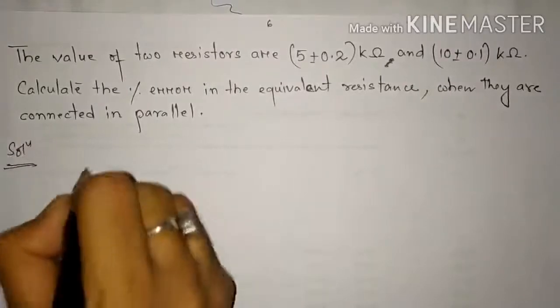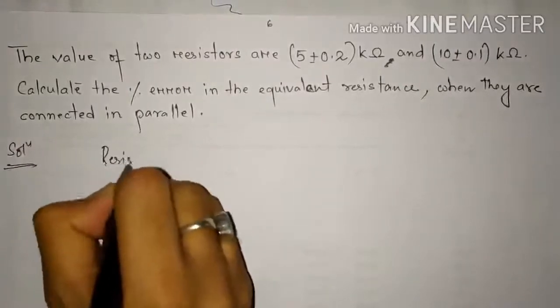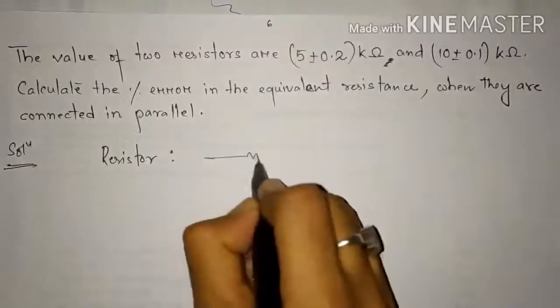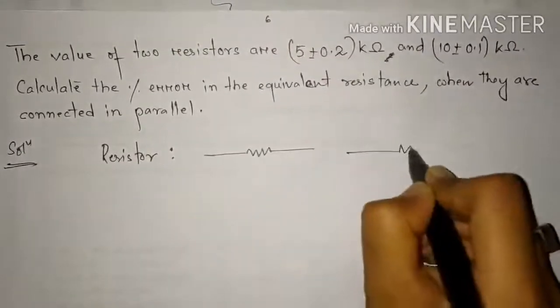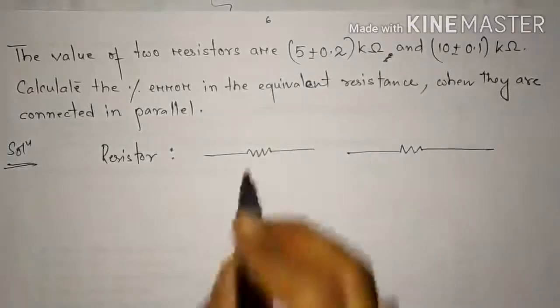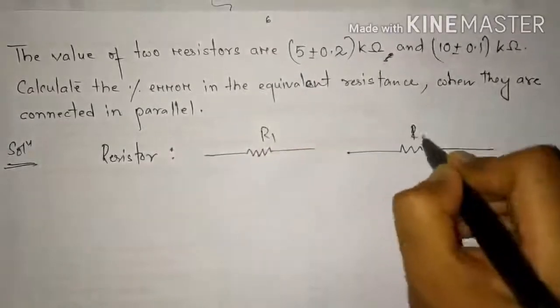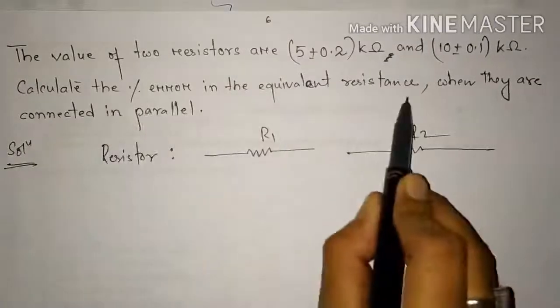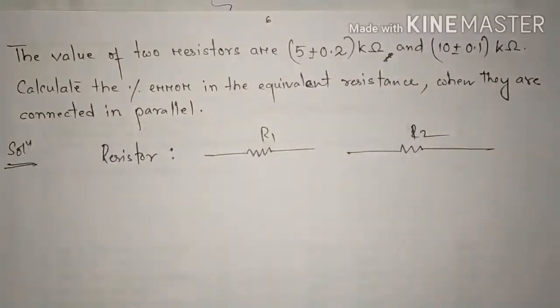I hope you have got the term resistor, that means resistance, in your class 10. And how do we represent resistance? This one, like this symbols. Say there are two resistances R1 and R2, and you have to find the percentage error in equivalent resistance when they are connected in parallel.